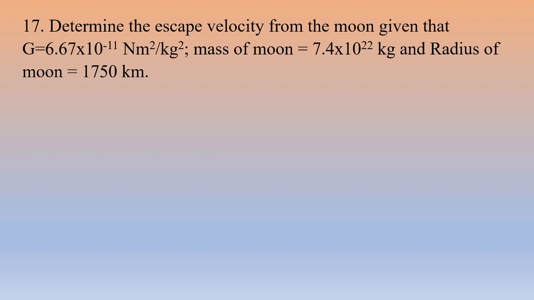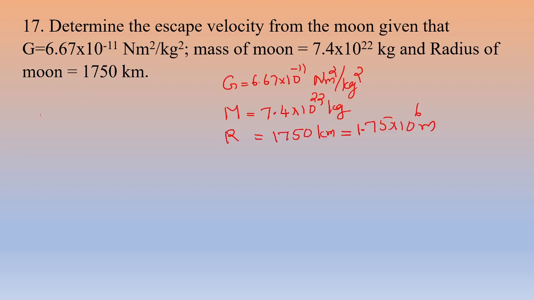Next one, determine the escape velocity from the moon given that capital G is equal to 6.67 into 10 raised to -11 Newton meter square per kilogram square. Mass of the moon 7.4 into 10 raised to 22 kilogram. Radius of the moon 1750 kilometer. So in this problem, we are asked to find the value of escape velocity.